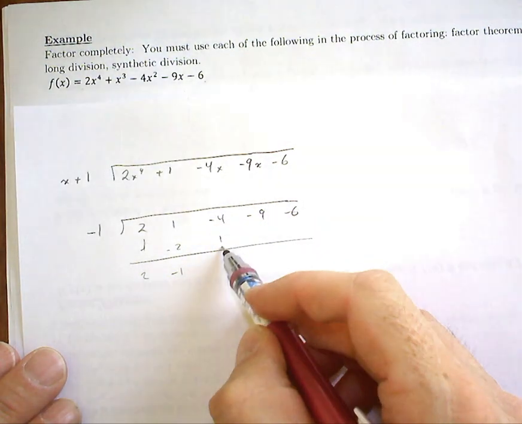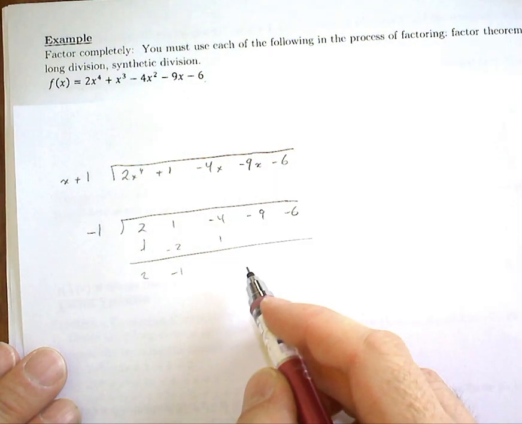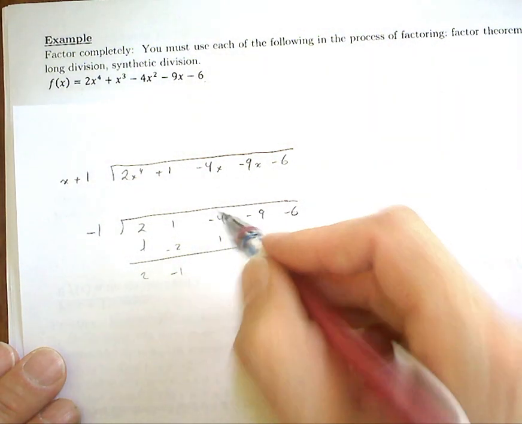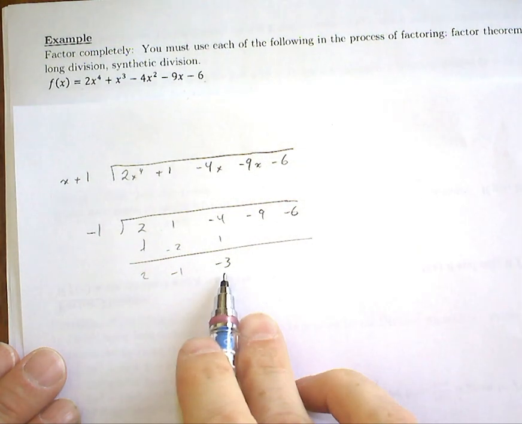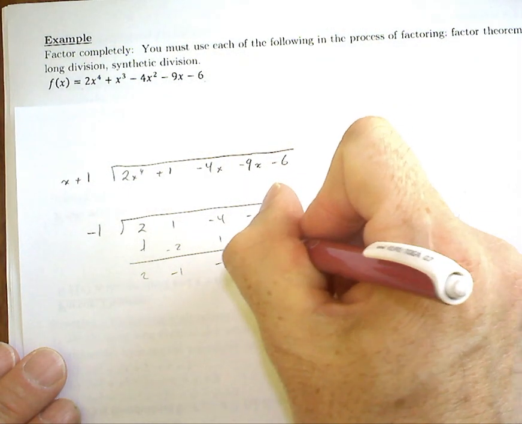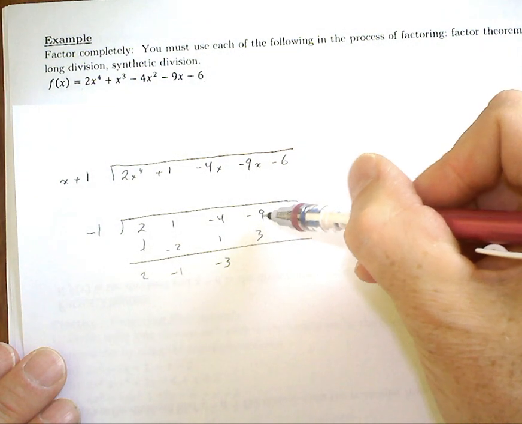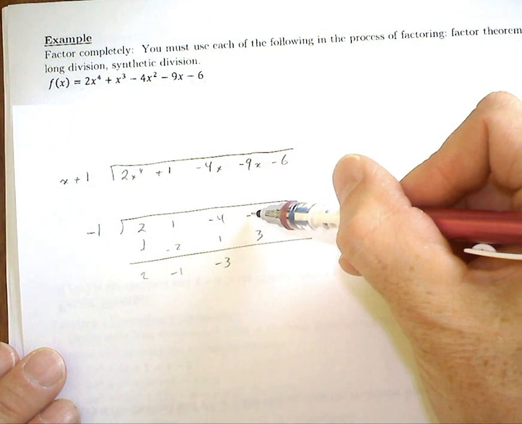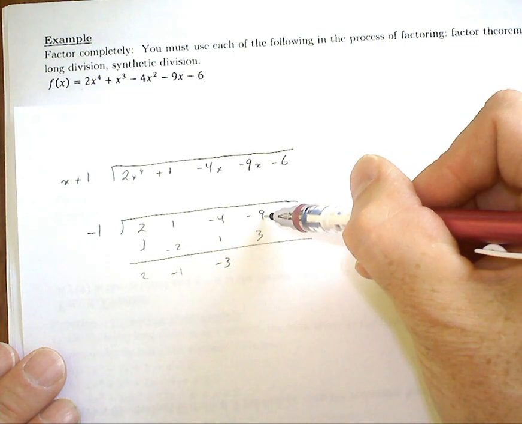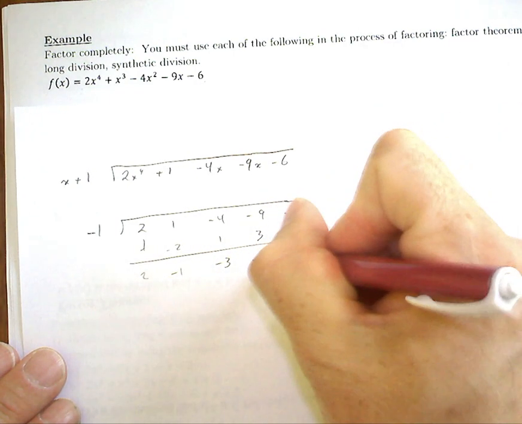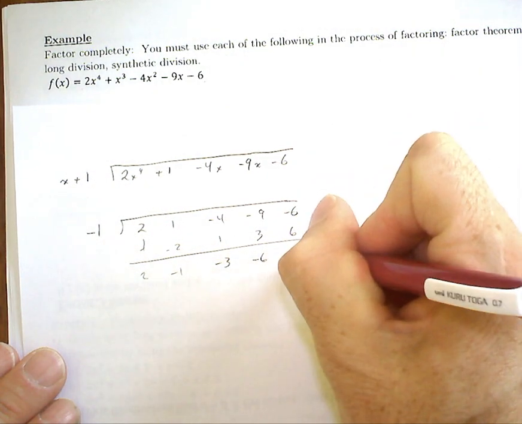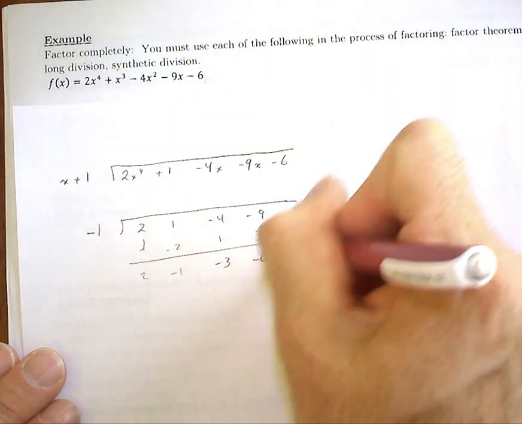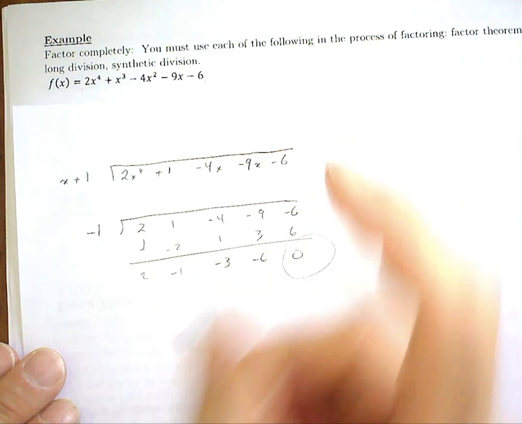Now add down, multiply across. Add down, multiply across. Negative 4 plus 1 is negative 3. Negative 3 times negative 1 is 3. I'm getting pretty excited here because negative 9 plus 3 is negative 6. Negative 6 times negative 1 is positive 6. So therefore, oh my God, it has a remainder of 0.